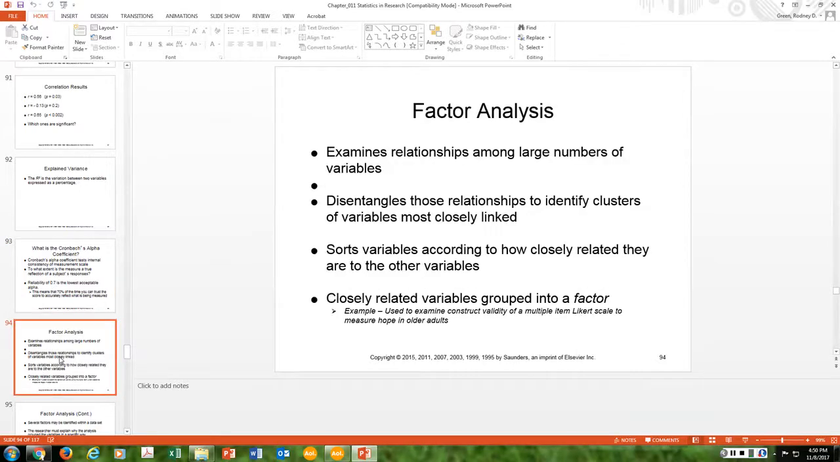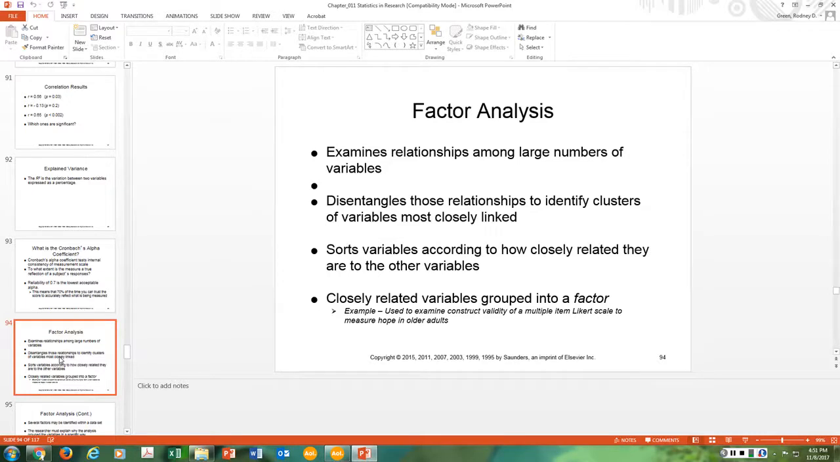Factor analysis examines relationships among large numbers of variables, usually in a national study. And there are so many variables, it disentangles those relationships that tend to cluster together. So it sorts the variables according to how closely related they are to the other variables. Closely related variables are grouped into a factor.